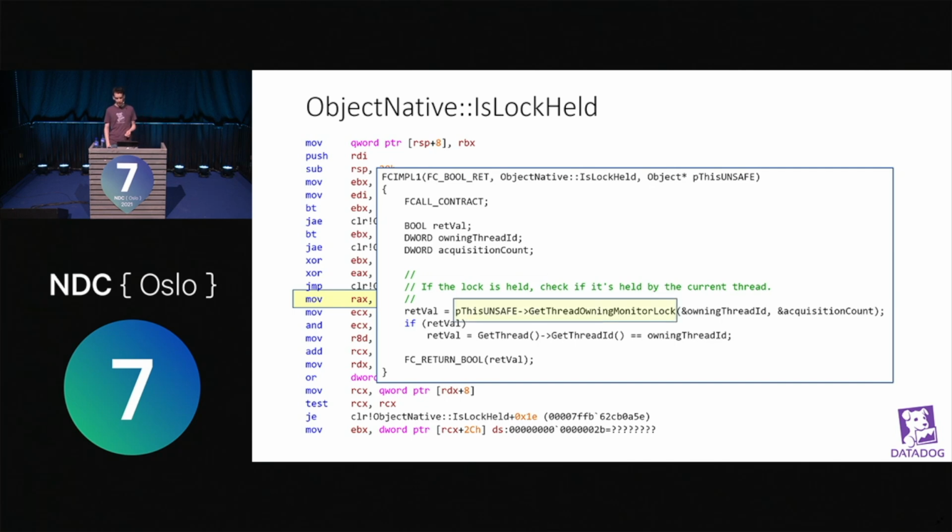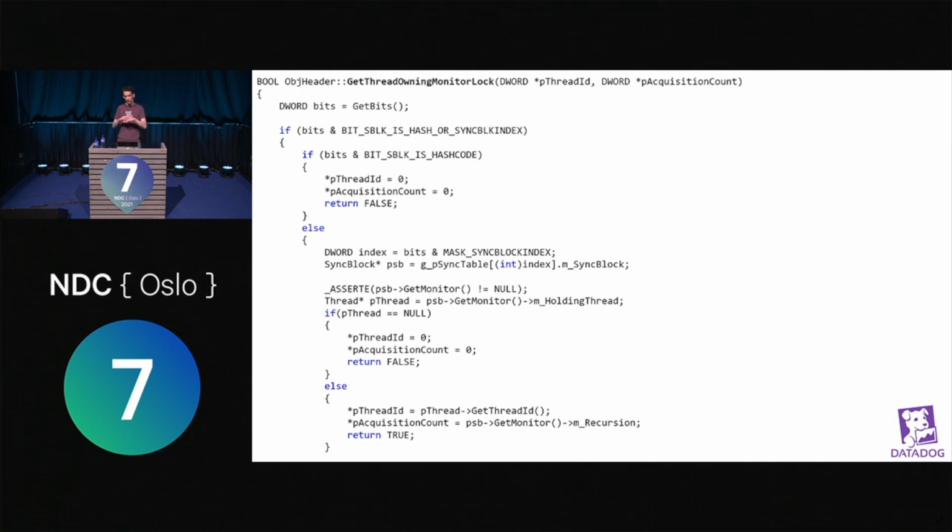So I checked GetThreadOwningMonitorLock. And this one is much bigger, so I'm not going to try and understand what it's doing for now. All I'm interested in is, is it using g_pSyncTable somewhere? And it turns out it is. And also, I got lucky because it only used it in one place. And so I have the guarantee that this line of code is mapped to the native instruction that we saw.